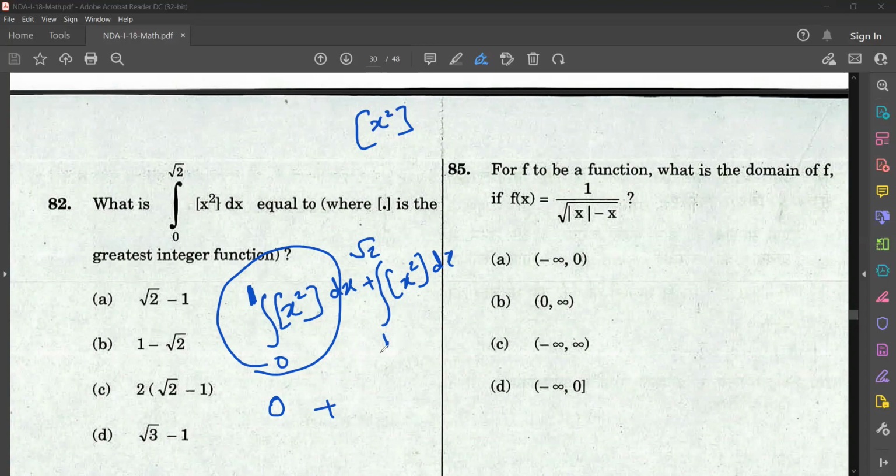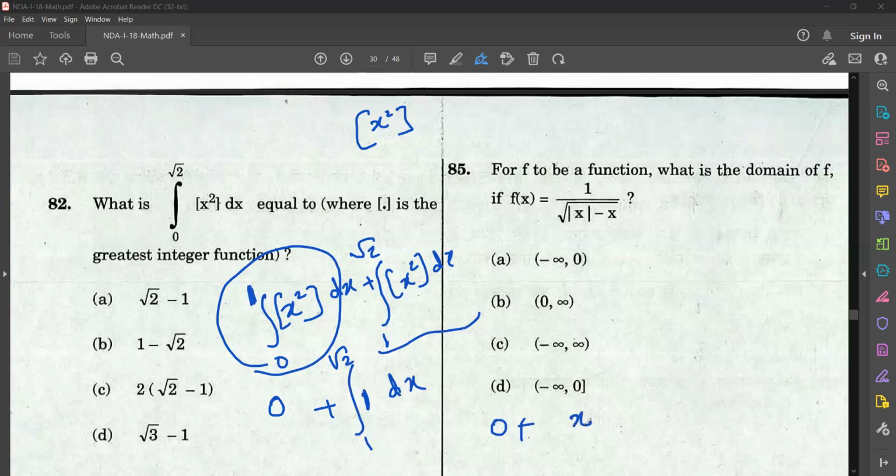Then coming to the second part, before root 2, the greatest integer is 1, isn't it? So the integral from 1 to root 2 of 1 dx. So that is 0 plus what is the integral of 1? That is x within the limit 1 to root 2. So that is root 2 minus 1. Root 2 minus 1, which is option A.